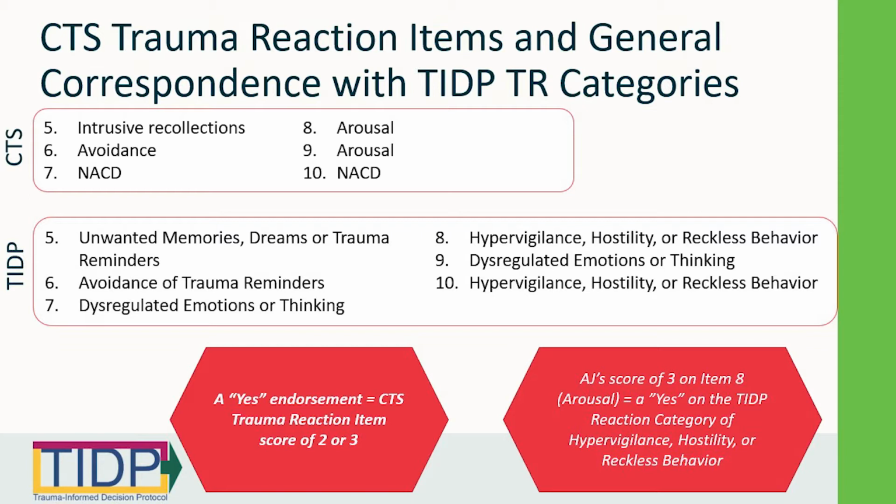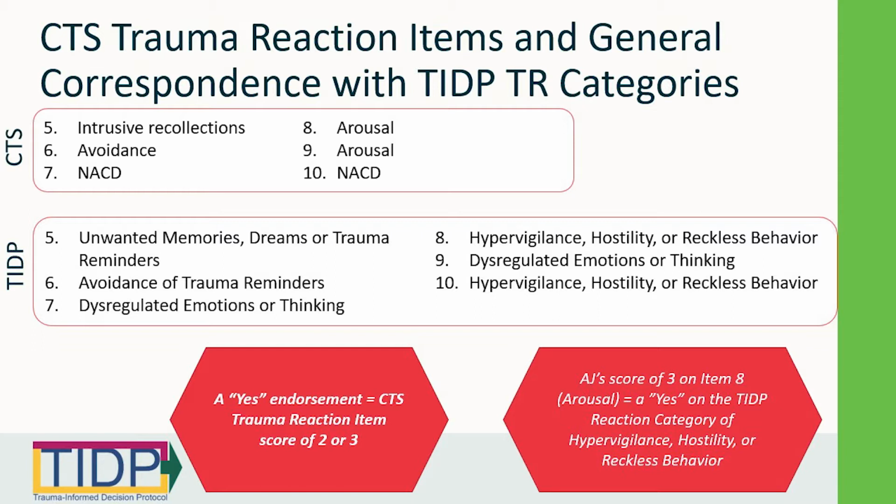And during secondary screening, what we know is that those intrusive memories and thoughts that he's been having are about seeing his mom getting beaten up by his dad. And so that endorsement on the CTS would be used to indicate a yes endorsement around unwanted memories, dreams, or trauma reminders.